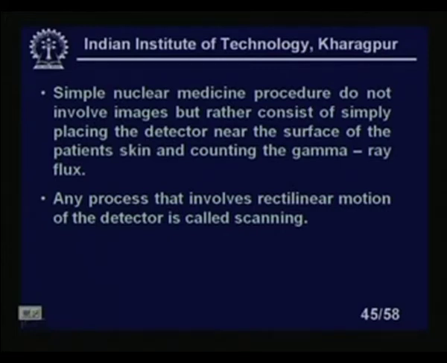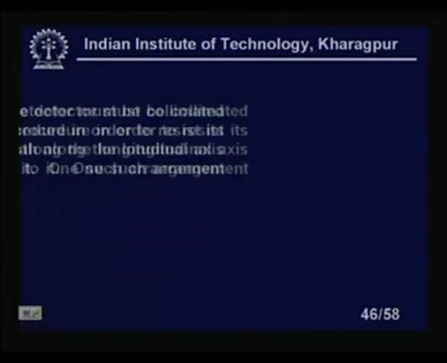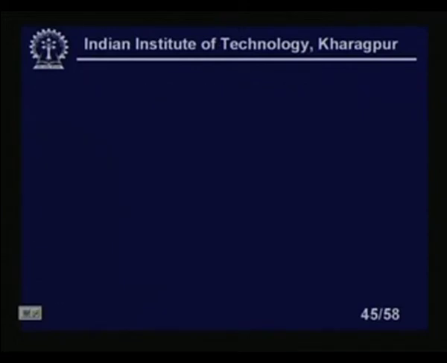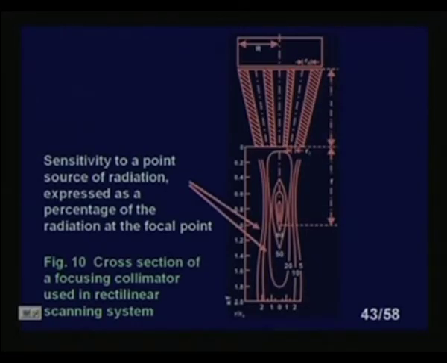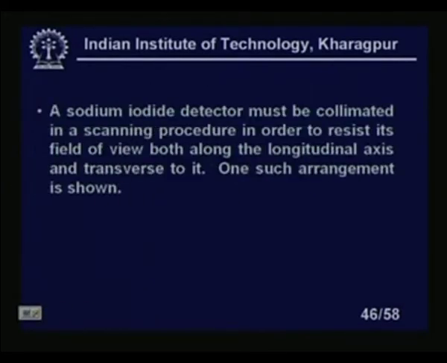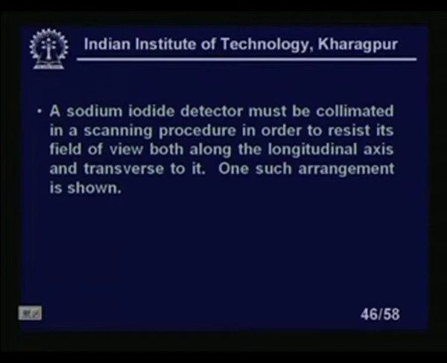Any process that involves rectilinear motion of the detector is called scanning, as I told you earlier. A sodium iodide detector must be collimated in a scanning procedure in order to restrict its field of view, both along the longitudinal axis and transverse to it. One such arrangement is shown in the figure. See how it is collimated. The source sensitivity of a point source detection is expressed as a percentage of radiation at the focal point. A sodium iodide detector must be collimated.